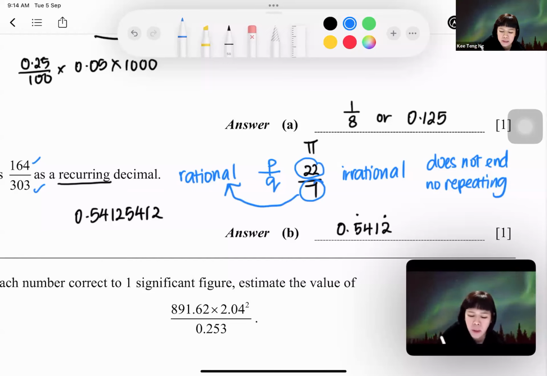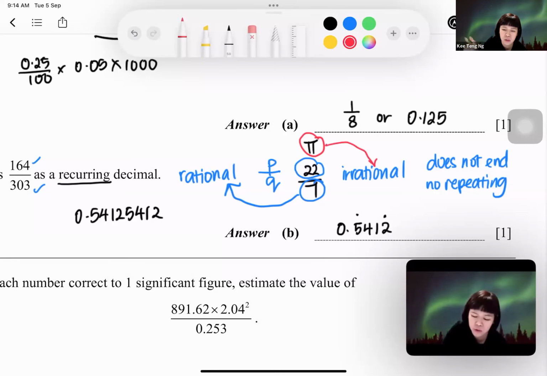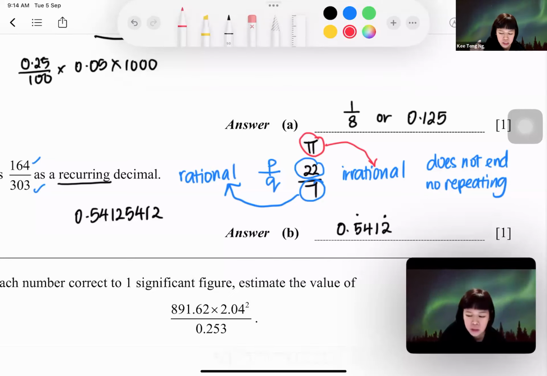But for pi itself, pi is a number that doesn't end and there's no repeating pattern. Until now, I don't know what's the number of digits that they have found for decimal places for pi, but it's still never ending and there's obviously no repeating. So pi is actually an irrational number. So please do take note of this small tricky part if the teacher were to test you during end of year examination.